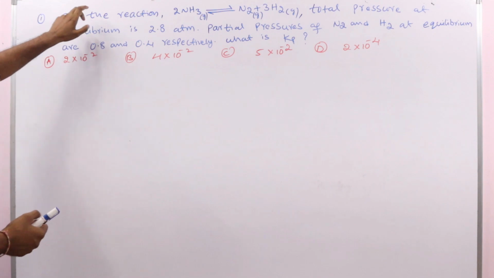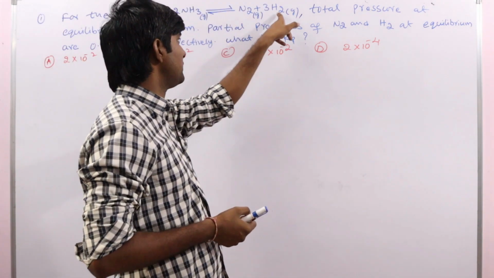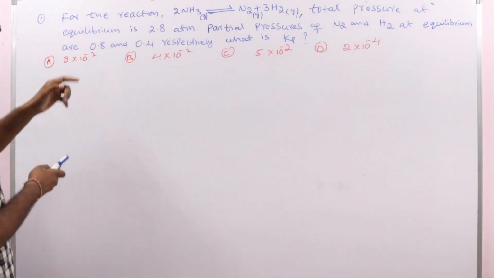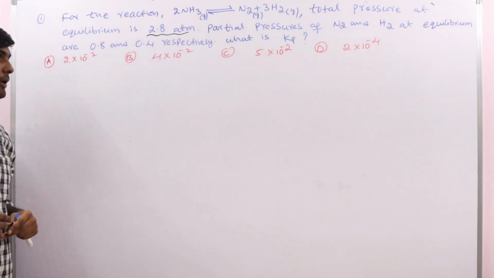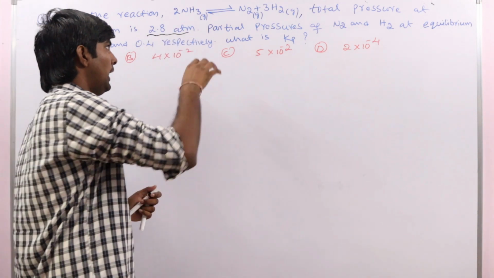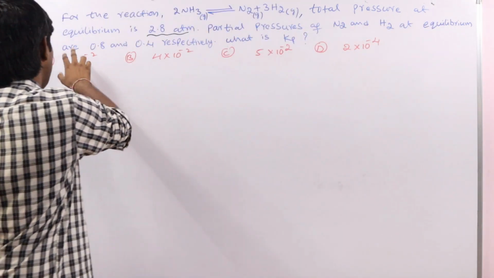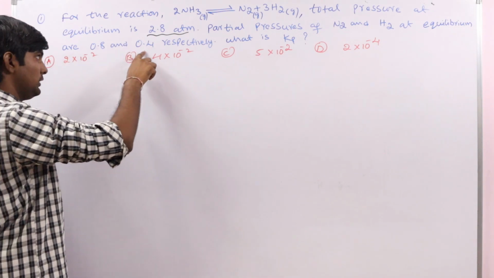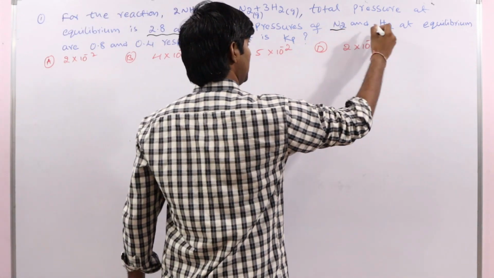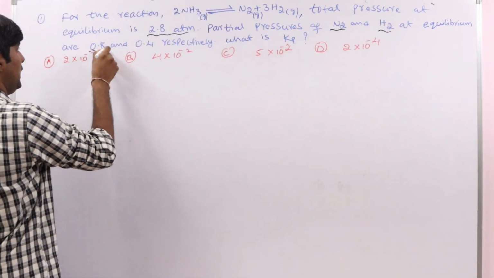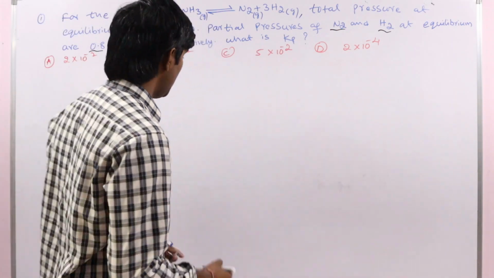First one is for the reaction: 2 moles of NH3 dissociate to give N2 plus 3H2. Total pressure at equilibrium is 2.8 atmosphere, and partial pressures of N2 and H2 at equilibrium are 0.8 and 0.4 respectively. So partial pressures of N2 and H2 are given. What is Kp? See here.